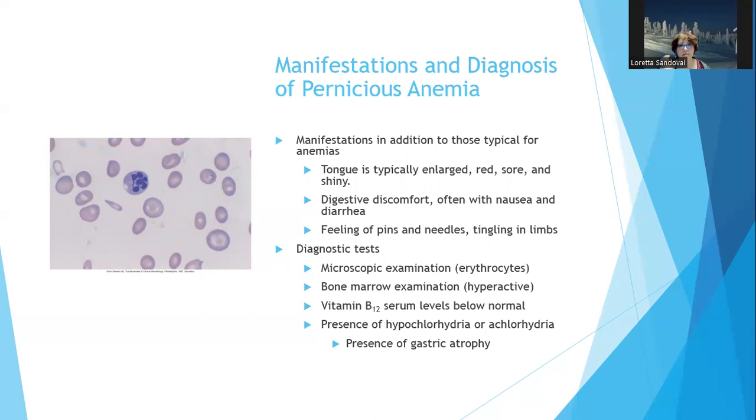They're going to do microscopic examination looking for those megaloblastic or macrocytic erythrocytes. They are going to look for an increased number of megaloblasts, hypersegmented granulocytes and a decrease in the number of them. They're looking for hyperactive bone marrow if they do a bone marrow biopsy. Vitamin B12 level in the blood serum is measured, and it's found to be below normal. And the presence of hypochlorhydria or achlorhydria shows that you have gastric atrophy. So lots of different things they're going to use to get a diagnosis of pernicious anemia.